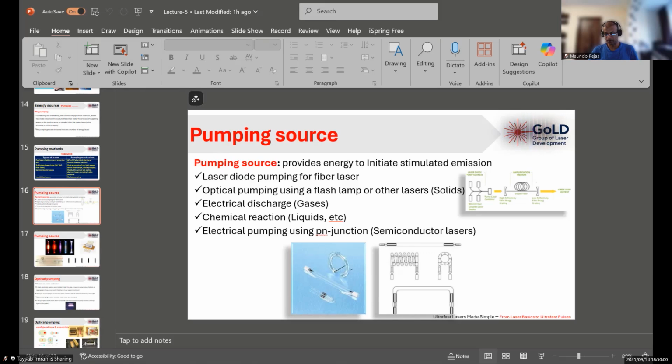So probably I want to speed up a bit and move to the ultrafast, but these basics are necessary because most of the people here don't know exactly the basics.